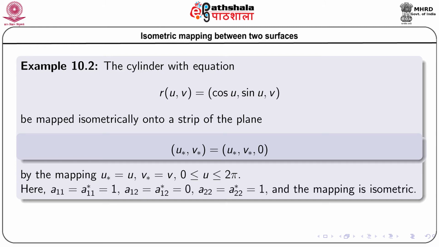Here we can easily verify that A11 equals A11 star equals 1, A12 equals A12 star equals 0, and A22 equals A22 star equals 1, and so the mapping is isometric. Here the coefficients of the first fundamental forms are equal for both the surfaces. So, the mapping is isometric.